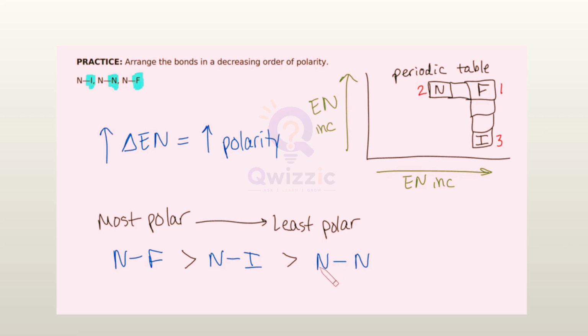So you know that if an atom is bonded to itself, or to the same atom of the same element, then that's going to be nonpolar, no difference in electronegativity, right? So that leaves B to be the correct answer for this problem.